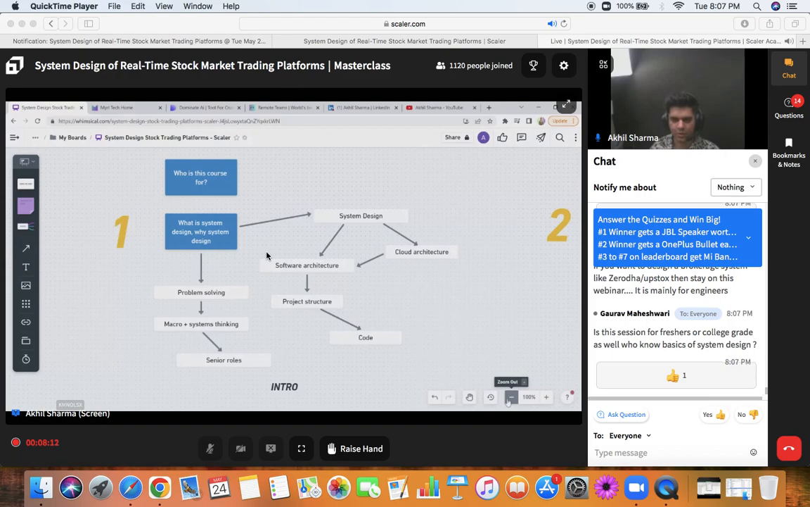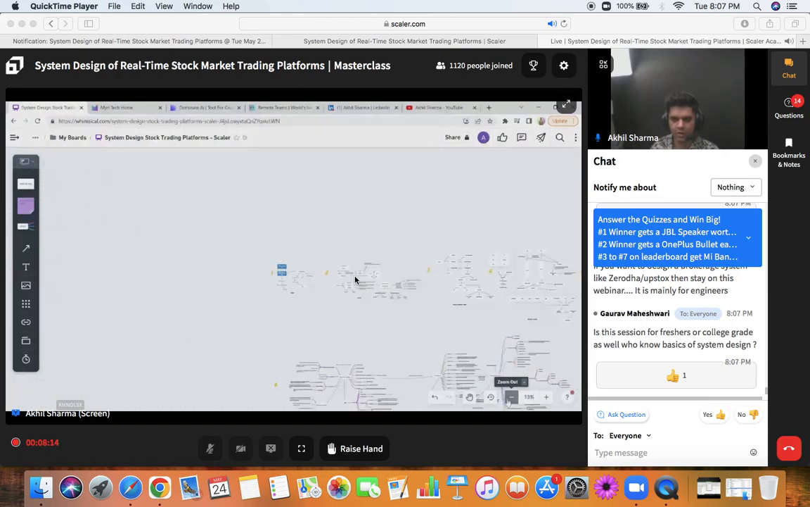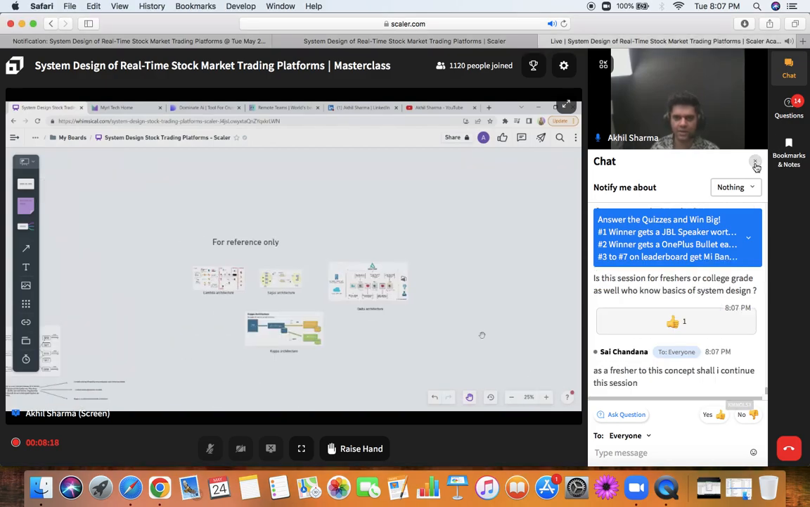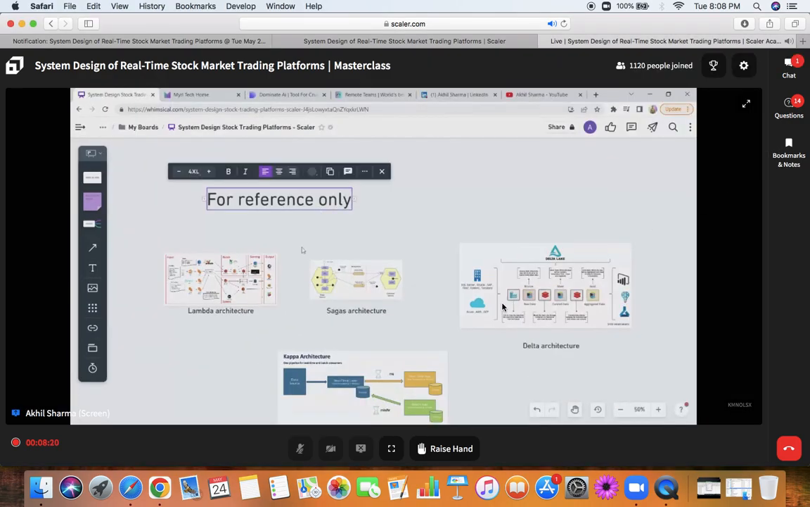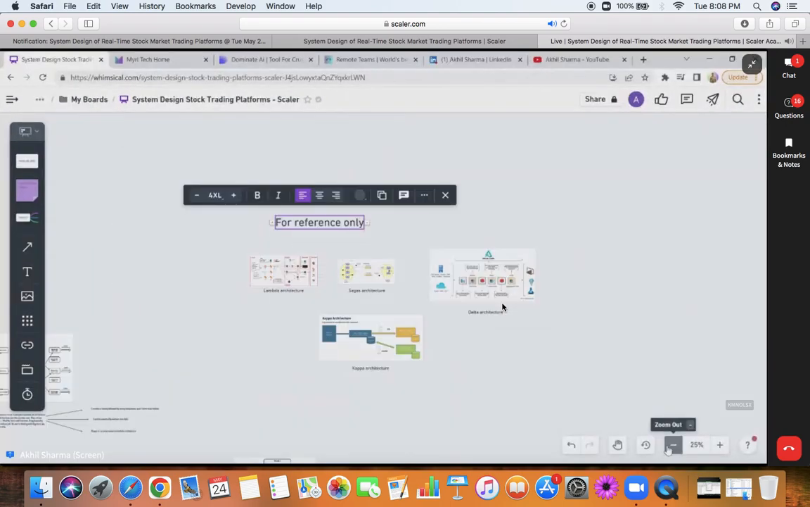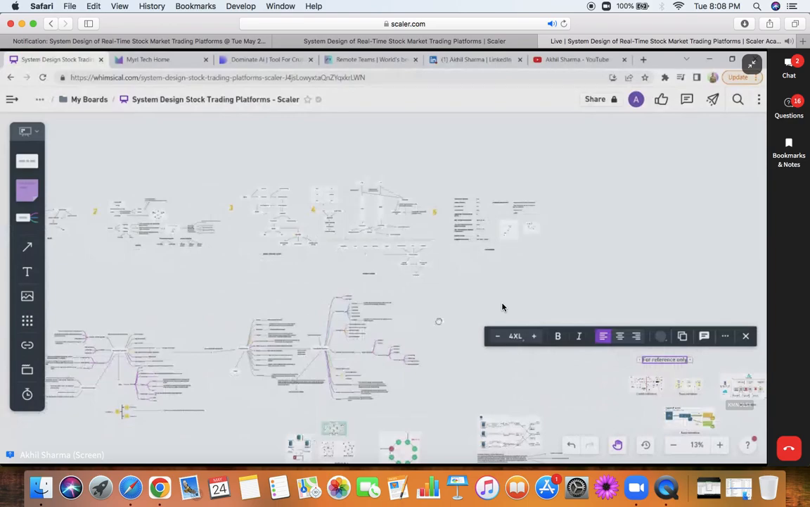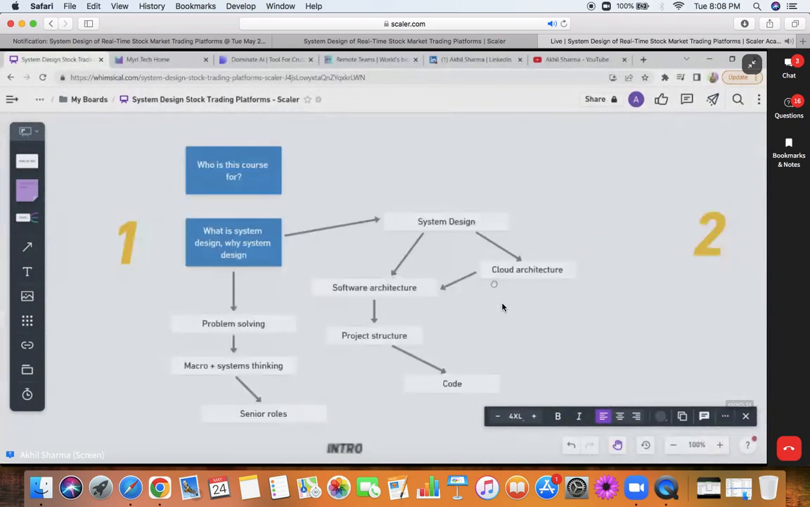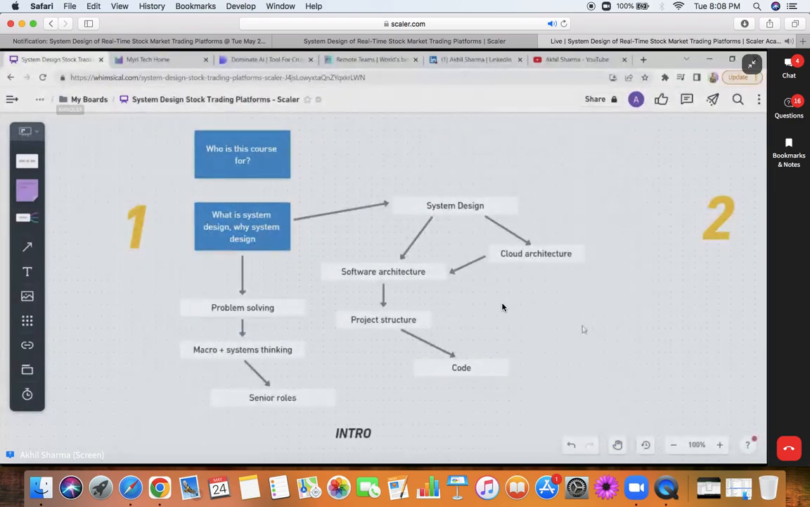If I zoom out a little bit, you'll see there's a lot of information here. Some of this information is for your reference only. Some of it is very advanced, and it's only for your reference. It's not to confuse or intimidate you if you're a beginner. So just go with me step by step. We'll go step by step.